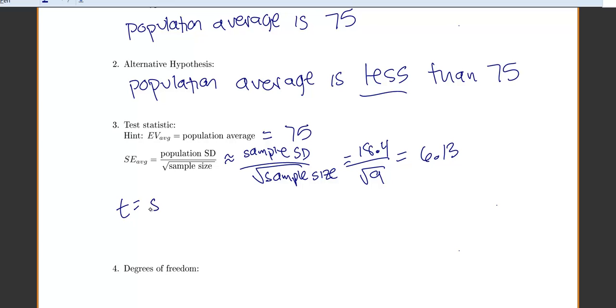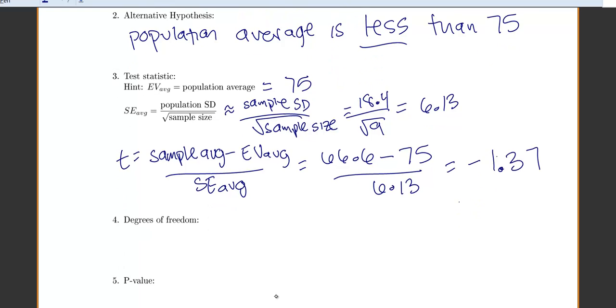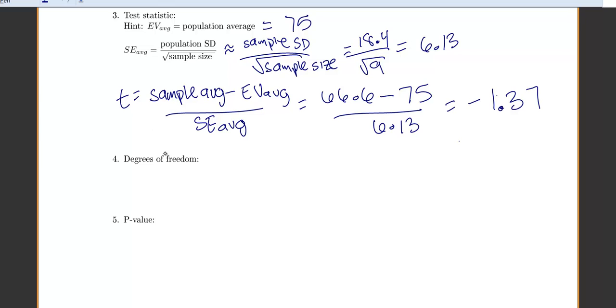Now let's actually calculate my test statistic. So T equals my sample average minus the expected value for the average over the standard error for the average. My sample average was 66.6. I expected 75, and the standard error is 6.13. So this gives me negative 1.37. Now you need to know degrees of freedom. Degrees of freedom is sample size minus 1. My sample size was 9, so 9 minus 1 is 8.